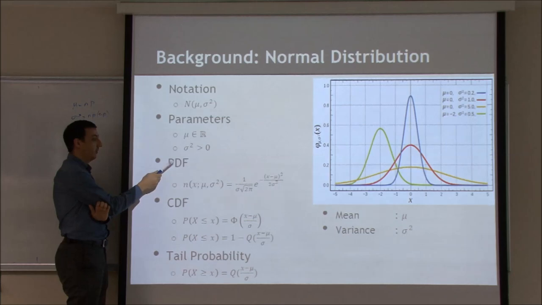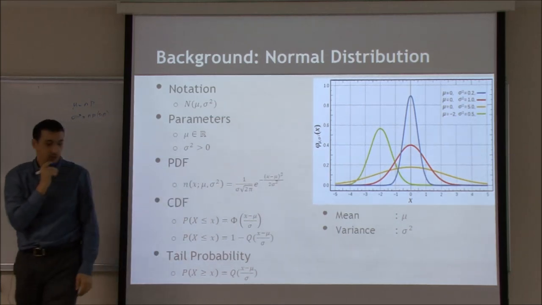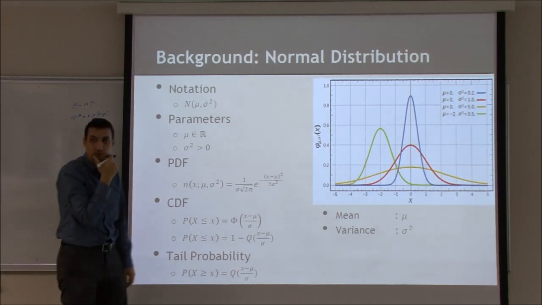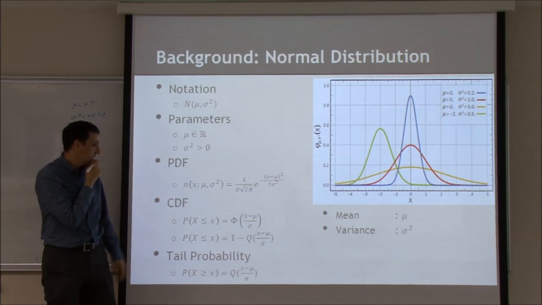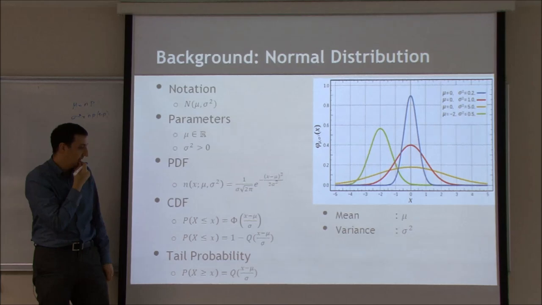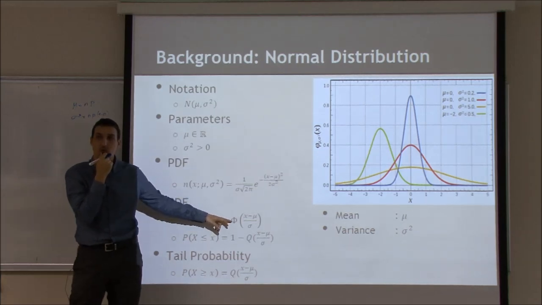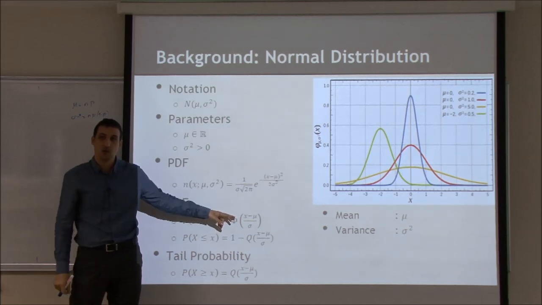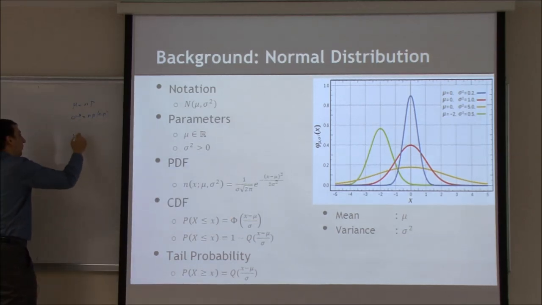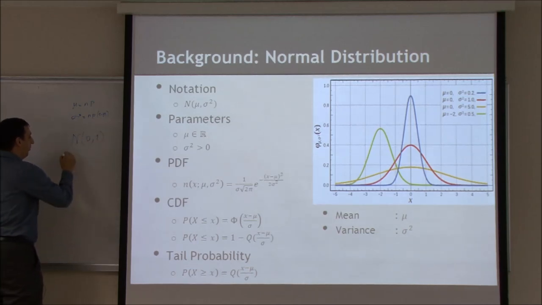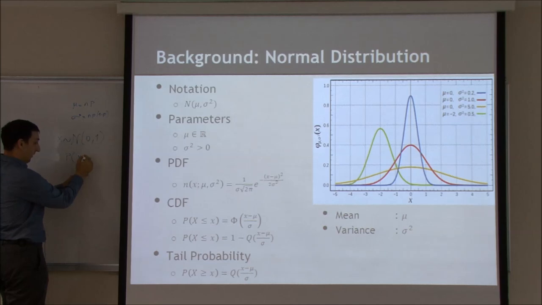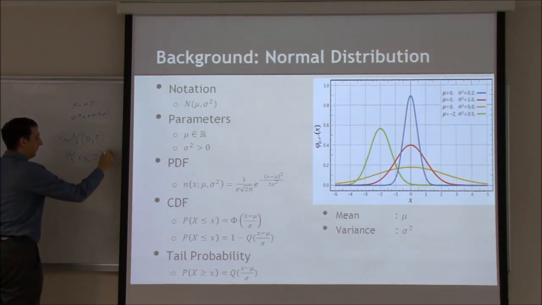And this is the PDF of normal distribution: 1 over sigma square root of 2 pi, e to the minus (x minus mu) squared divided by 2 sigma squared. So this is the CDF. It is formulated as a function of the phi function, which is the CDF of, do you remember? Standard normal distribution. Okay. So if you have a normal distribution with 0, 1, and you want to know the probability that x, normally distributed with 0, 1, is less than, let's say, tau, this is the phi function.